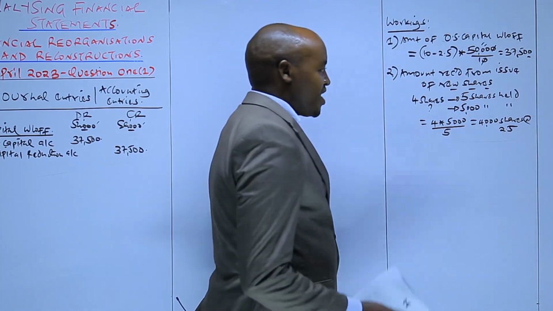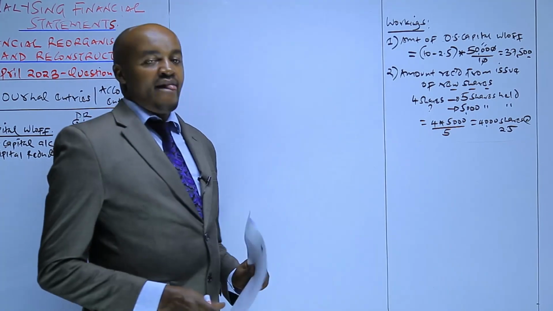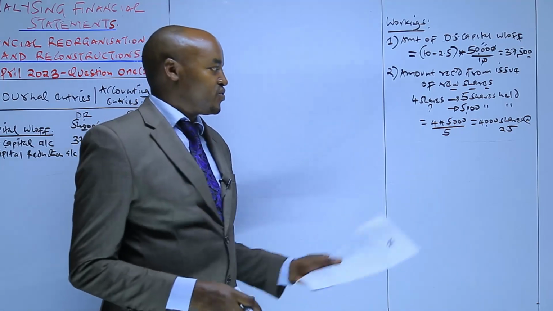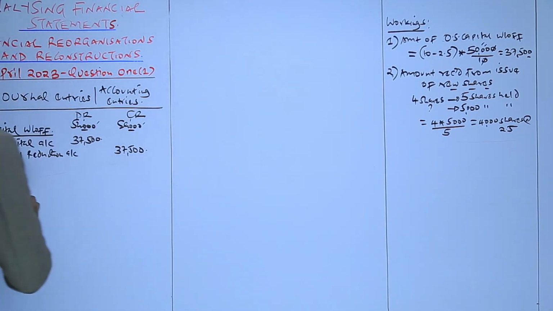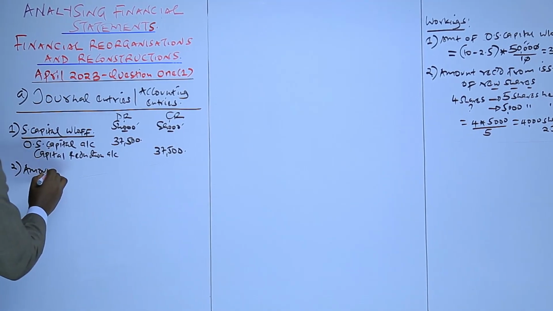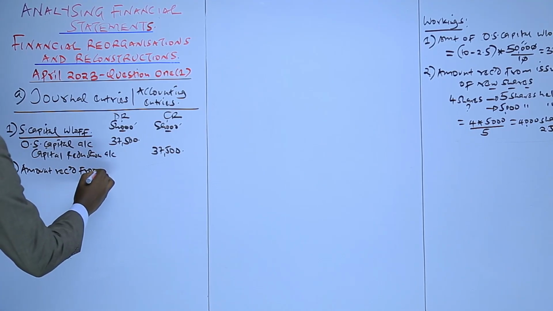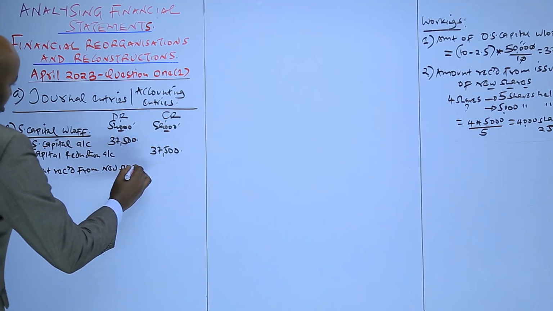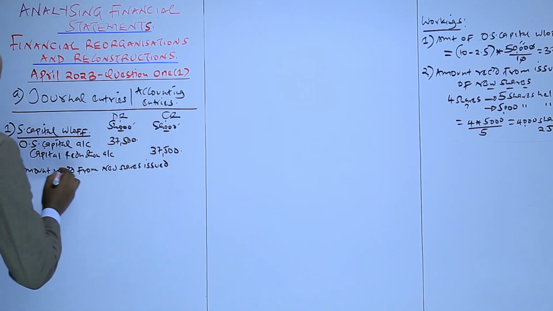So these are the new shares to be issued by the company, and in this case we are told those shares will be issued at the new par value. Remember now the new par value per share will no longer be 10, but it will be 2.5. Because it was initially 10, it has been reduced to what? To 2.5. So therefore what we account for here, number 2, is amount received from new shares issued. New shares which have been issued.